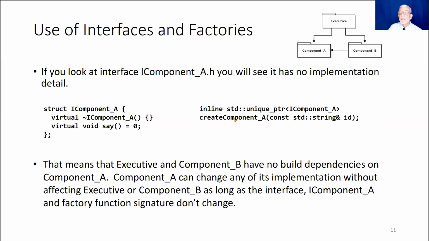So what's going to happen when we call create component, we're going to get back a smart pointer pointing to a concrete component in a native heap, but it's typed as an interface, meaning this pointer can only call functions defined in this interface. And this has no information. As you can see, there's no information about what classes implement this, what are their details. None of that information is here. And that means that the executive and component B have a very strong isolation from the details of component A. So we can change component A all we want, as long as we don't change the interface and the declaration of the factory function. Executive and component B build just fine. No matter how we change this, they'll build just fine because they've been isolated from the details of component A.